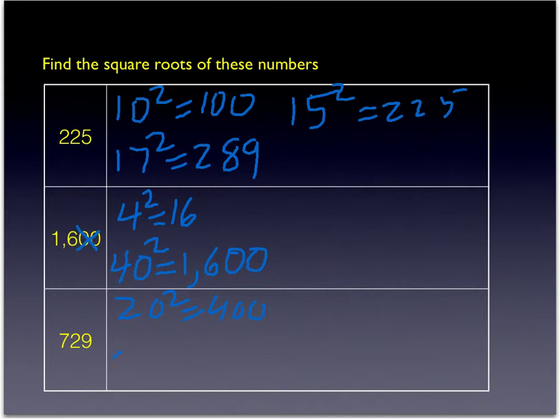So let me go to the next one. What would then be 30 squared? Well, 30 squared is the same thing as 3 times 10 times 3 times 10. Or 3 times 3 is 9, times 10 is 90, times 10 again is 900. Okay? So I'm not looking for 30, I'm looking for something less than 30. Okay? So why don't I go for 25?